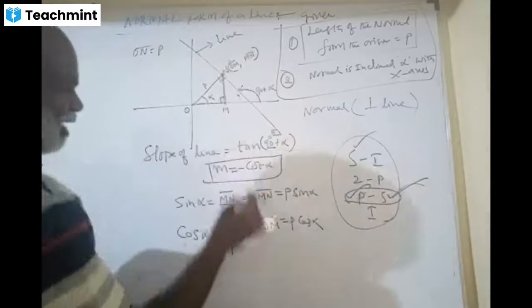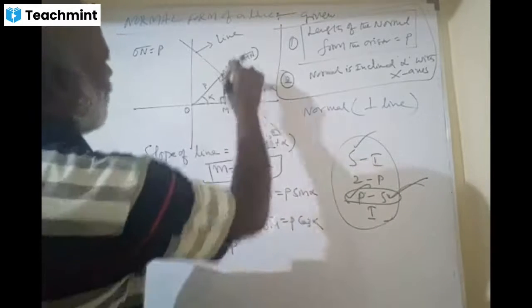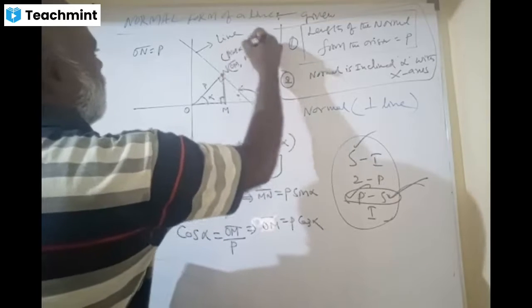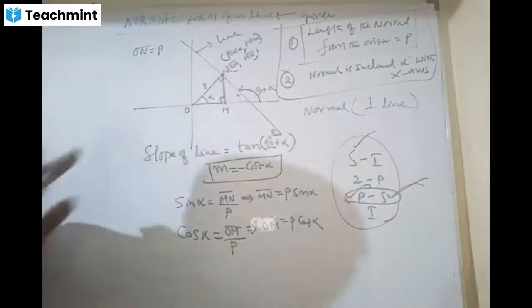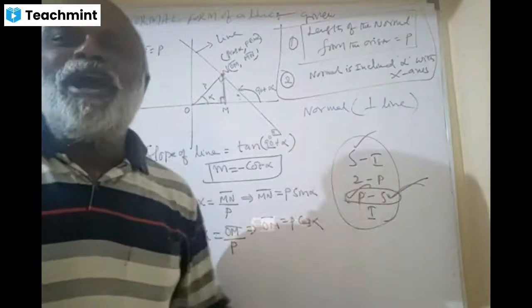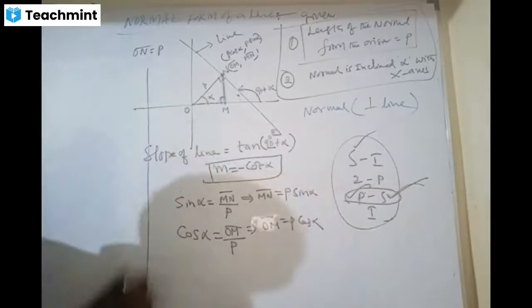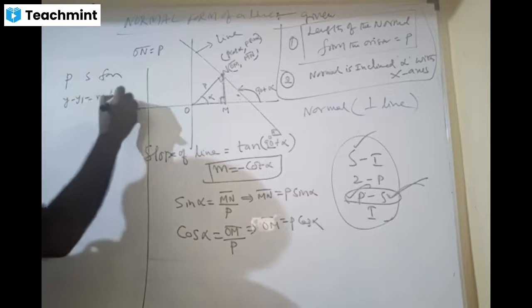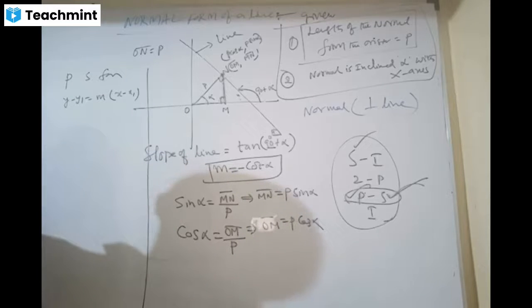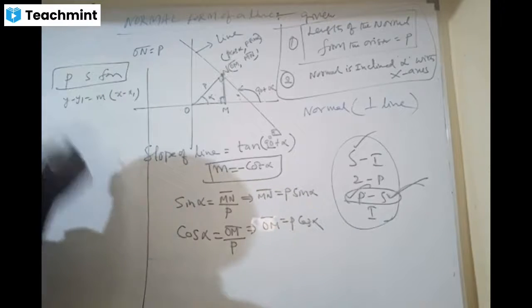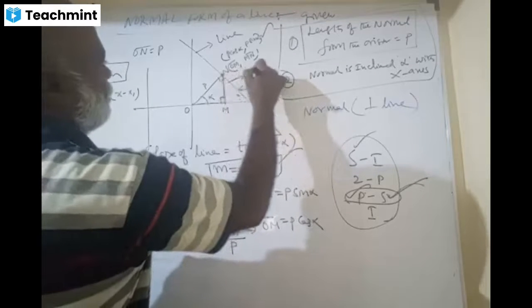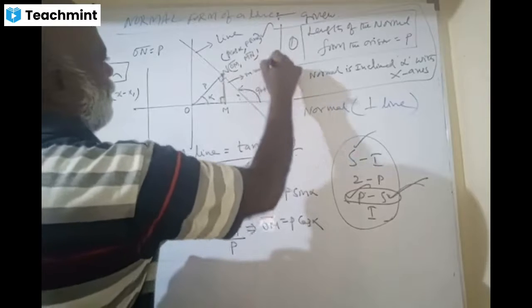So now the point is also known. OM is P cos alpha, and MN is P sin alpha, that is N. You know the point, you know the slope. Please tell me what is the point slope form? Y minus y1 equals m into x minus x1. You know the point and you know the slope. Slope is cot alpha, m is minus cot alpha.